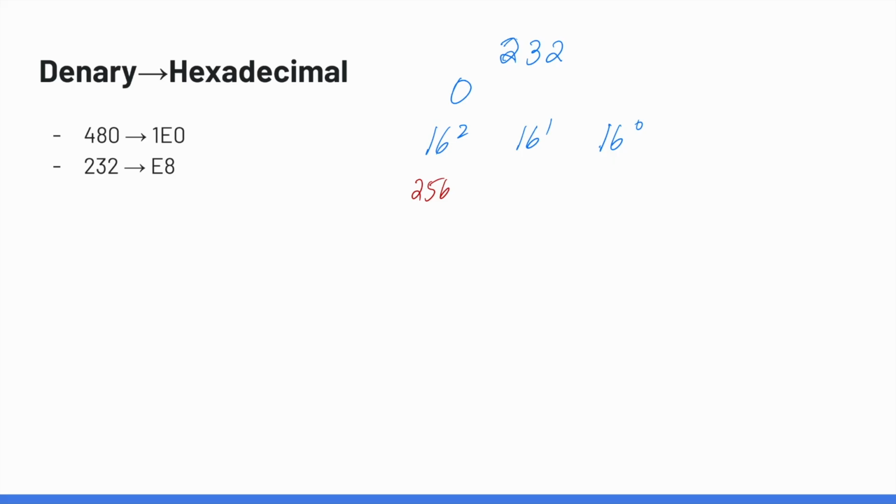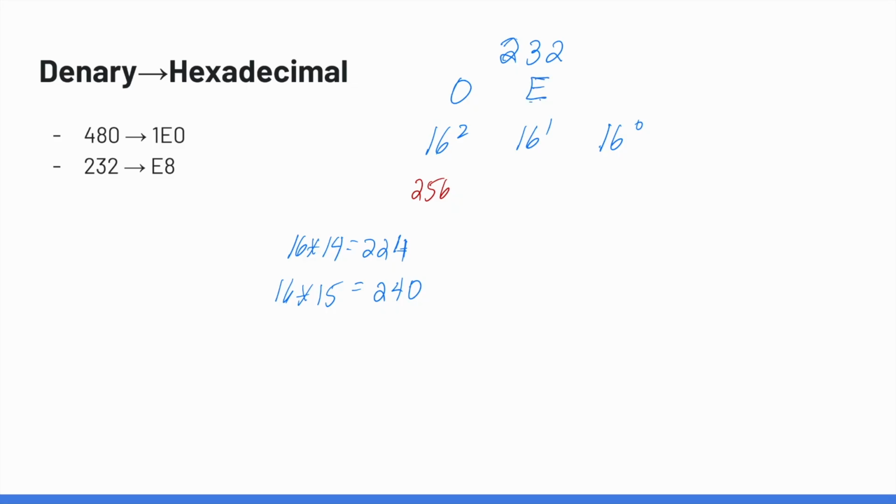So now we need to figure out how many times 16 to the power of 1 can fit into 232. And if you remember from our previous problem, we already know that 16 times 14 equals 224, and 16 times 15 is going to be equal to 240. 240 is bigger than 232, so we can say this is going to be 14, or E.